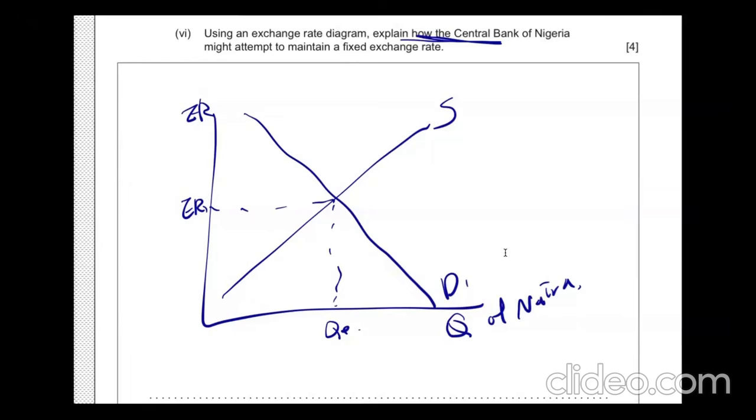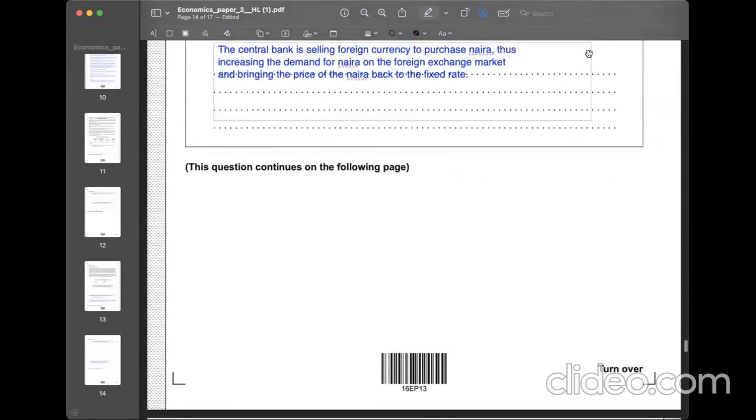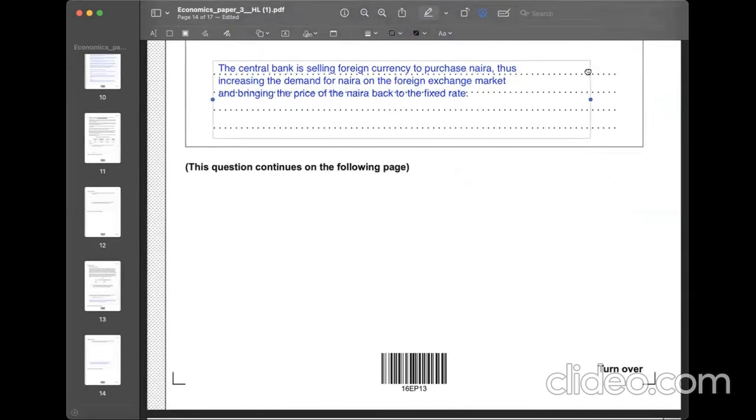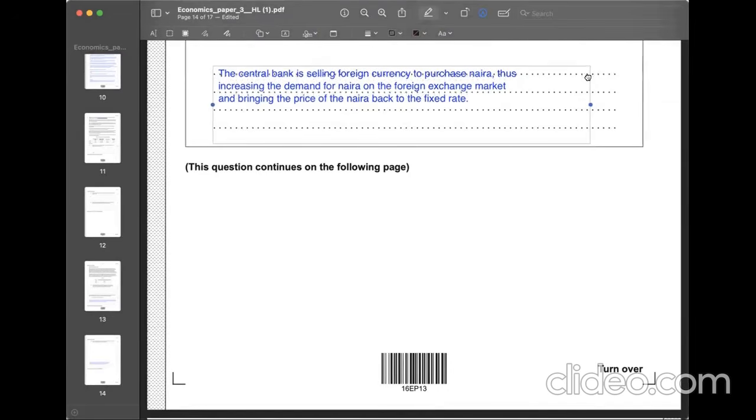So let's assume that within the US exchange rate market, I'm going to sell the foreign reserve that I have, and then I'm going to buy my own currency so that I can increase my Naira value, Q1, ER2. Here we go. The central bank is selling foreign currency to purchase Naira, thus increasing demand for Naira on the foreign exchange market, bringing the price of the Naira back to the fixed rate, so-called revaluing.